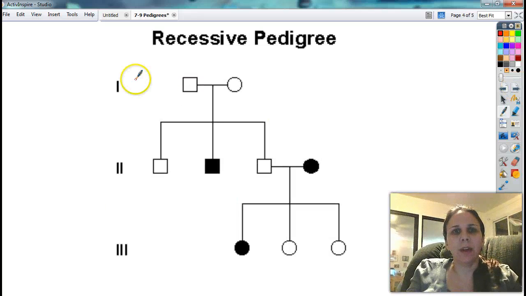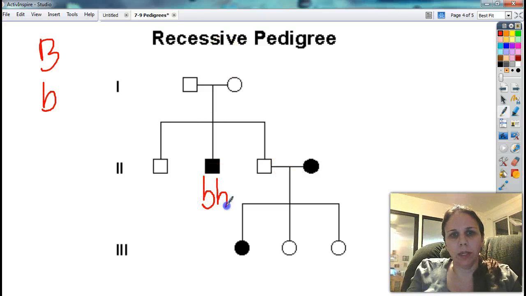Okay, this one, we've got recessive pedigrees. In this one, we said that big B is a good one and little b is a bad one. So anywhere where we show the trait, because it's recessive, we can automatically know that these guys are little b, little b. And as for all the ones that are clear, we know they at least have 1 big B, we just got to figure out what the other one is.